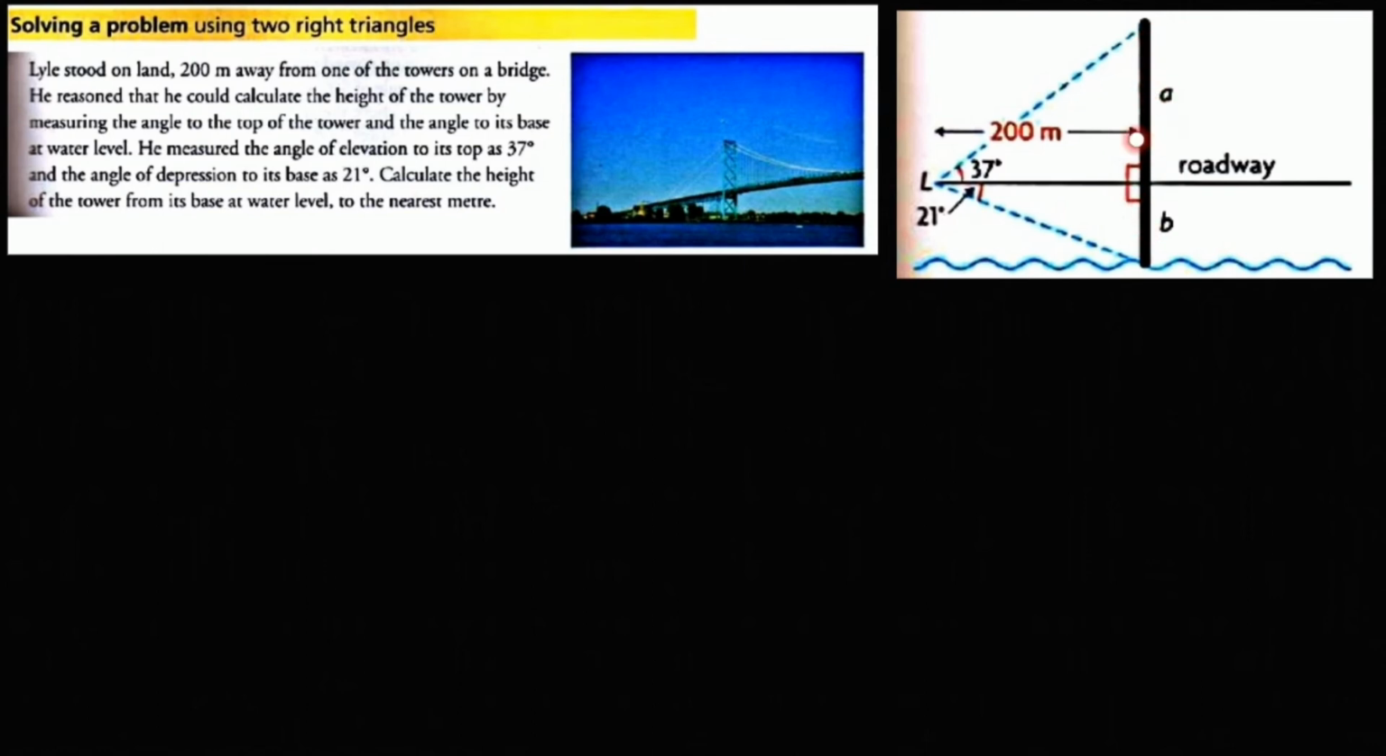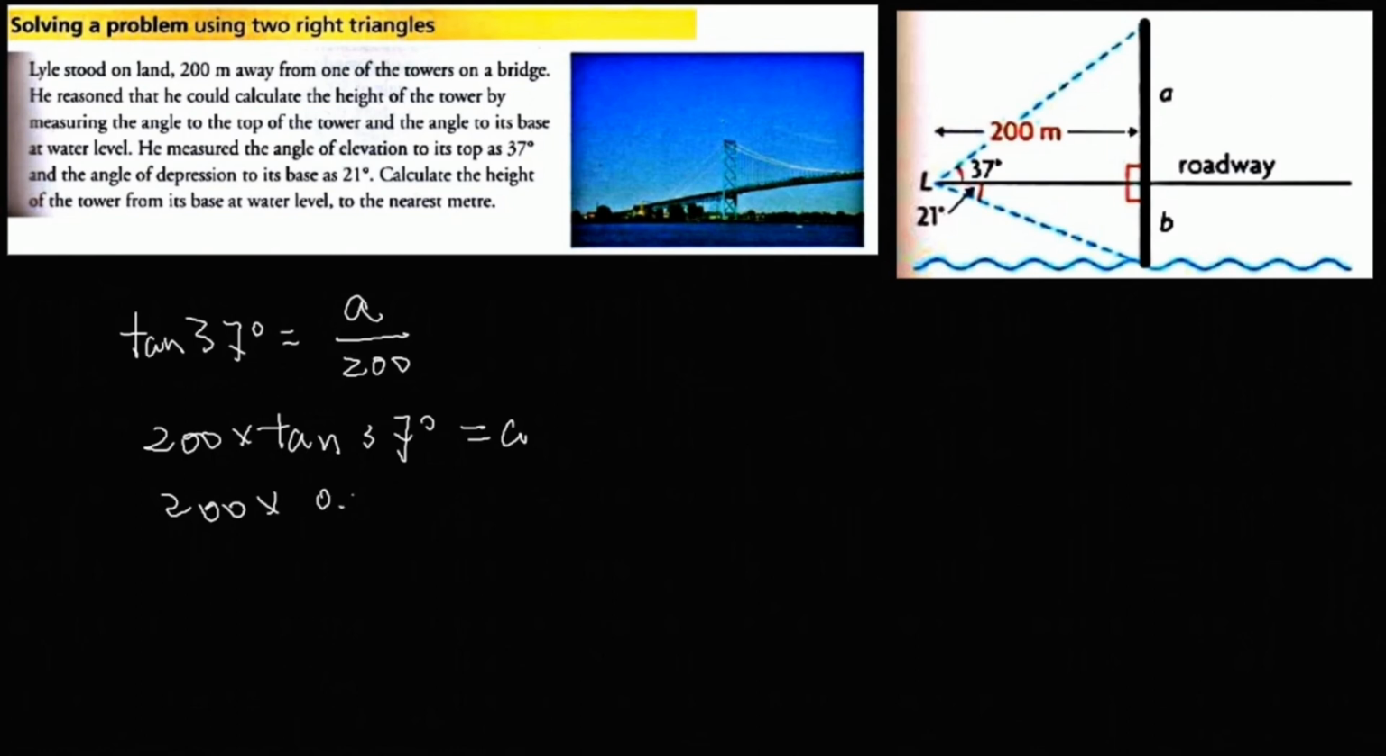Okay, let's get started. We know tangent 37 degrees equals A over 200, right? A is the opposite side, 200 is the adjacent side. So both sides multiply by 200. So 200 times tangent 37 degrees equals A. 200 times tangent 37, which is 0.75, so A equals 150.7.